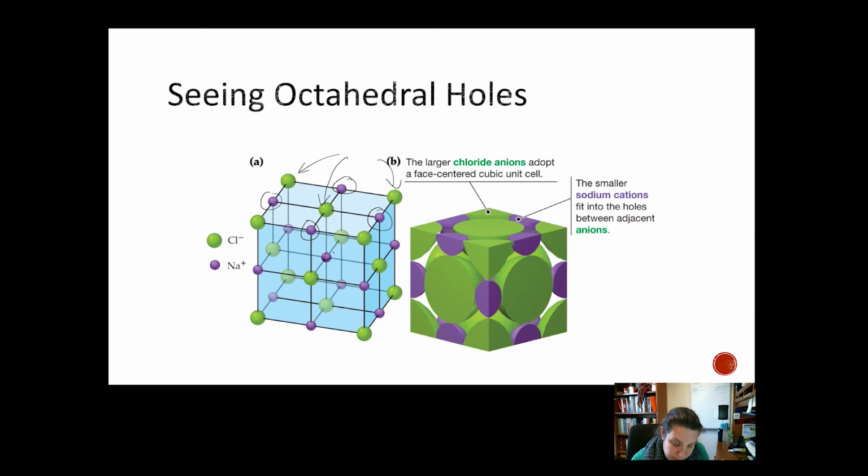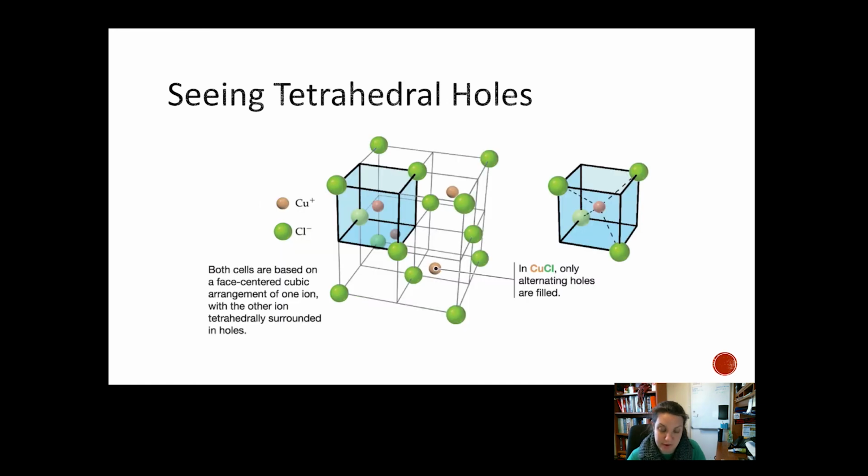If we look at this piece right here, we can see what type of coordination we have. When we count out how many anions are surrounding this cation, we see we have this one, this one, this one, this one, this one, and this one. So it's a coordination number of 6. Our tetrahedral holes are a little bit smaller, as I said. Here, again, we have chlorine exhibiting a face-centered cubic cell, and then our cations are in a tetrahedral hole.